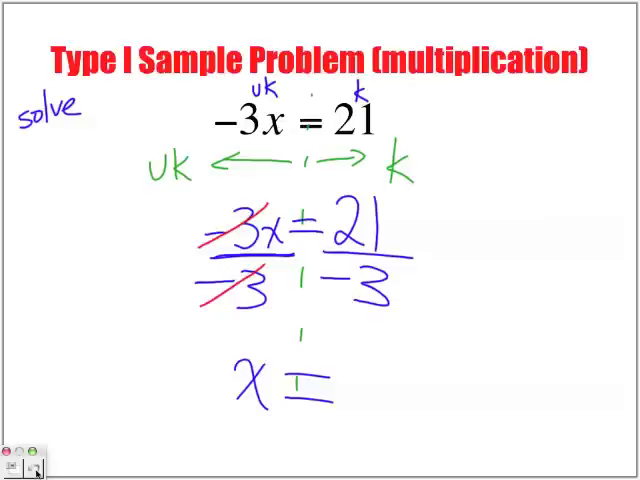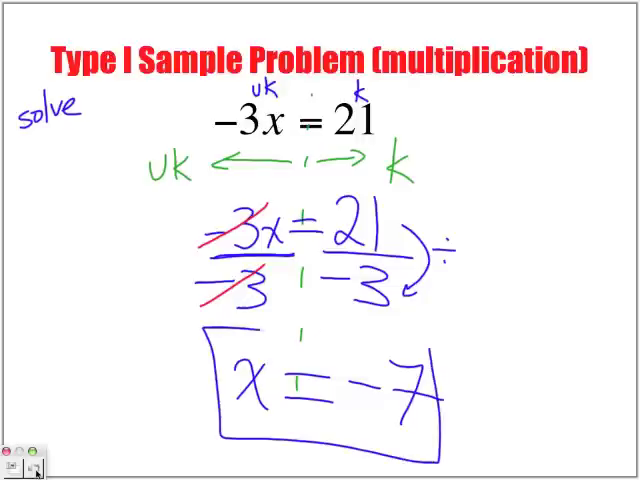So 21 divided by negative 3 is equal to negative 7. So we can do a check, right? Take this negative 7 value, put it in here. So negative 3 multiplied by negative 7 will give me positive 21. So my answer is correct.